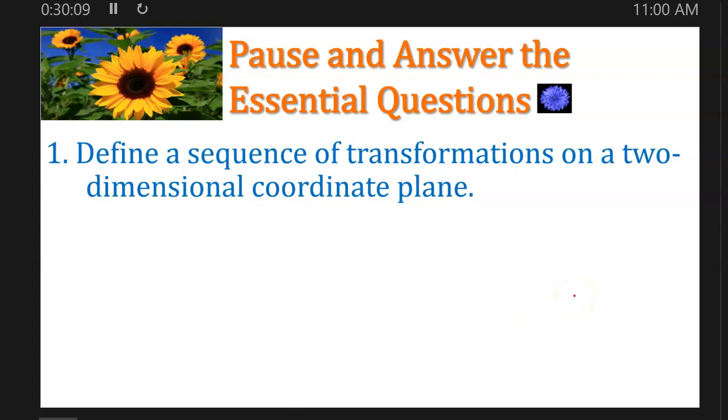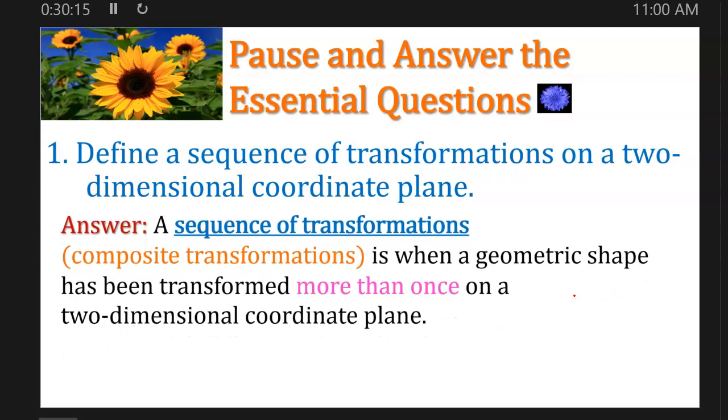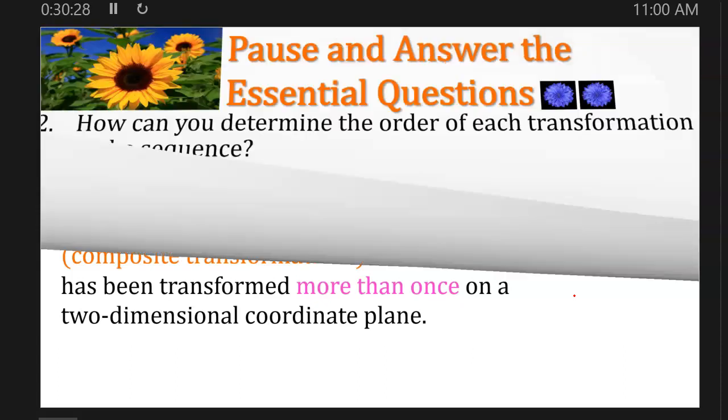Okay. The first essential question is: define a sequence of transformations on a 2-dimensional coordinate plane. So let's pause and try to answer that question. All right, so the answer is a sequence of transformations, or composite transformations, is when a geometric shape has been transformed more than once on a 2-dimensional coordinate plane.